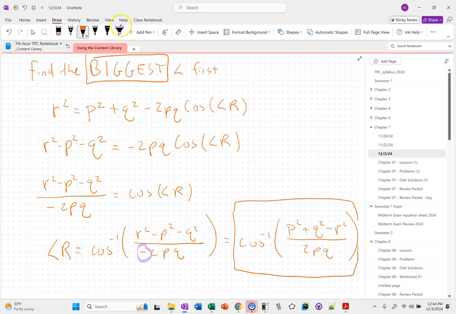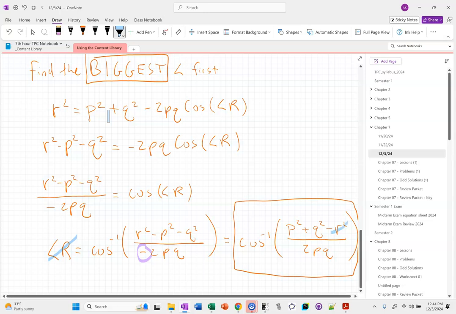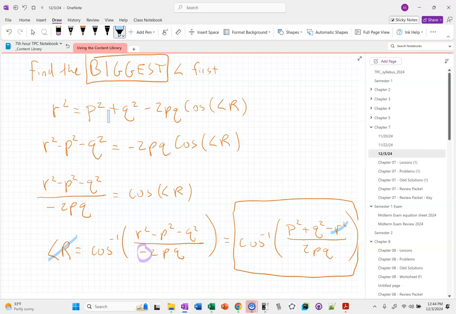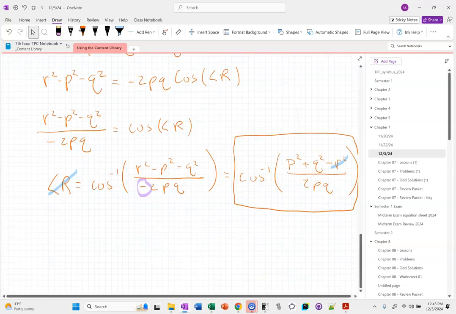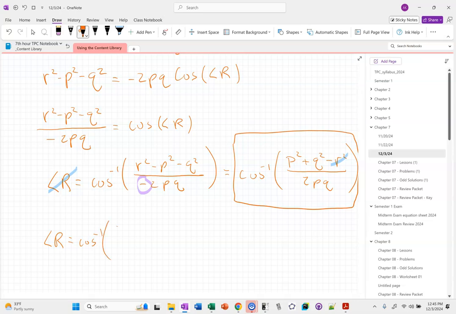Again, what are the parts that matter here for us? You know, the angle we want to solve and the side opposite it are the only two things where it matters where you're plugging them in. The P and Q are just the other two sides. Okay, so let's go ahead and do that then. So angle R is going to be cosine inverse of 5 squared plus 8 squared minus 10 squared over 2 times 5 times 8.